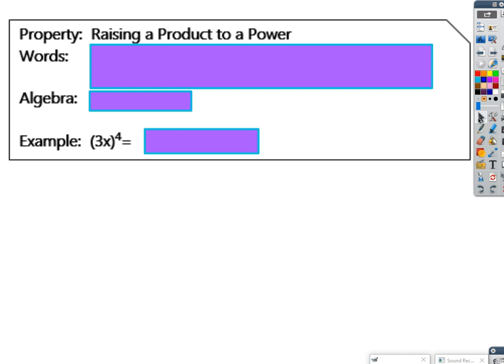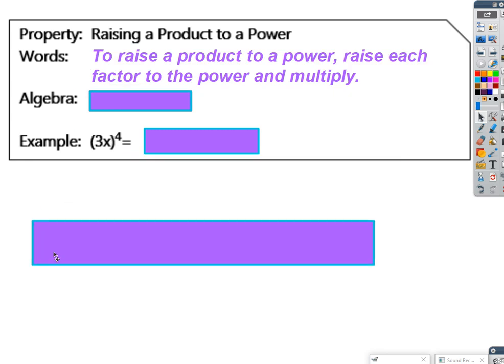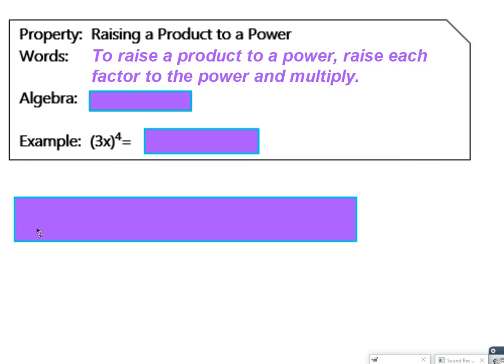Here's another property, raising a product to a power. Let's see what happens here. First of all, to raise a product to a power, you must raise each factor in the parentheses to the power and multiply. Algebraically, this looks like (ab) to the nth power equals a to the n, b to the n. Let's look at one example.